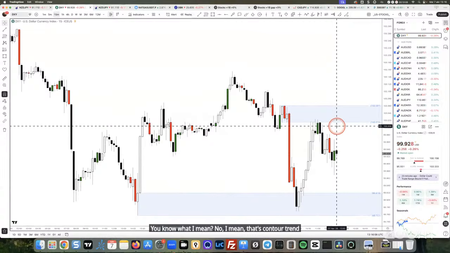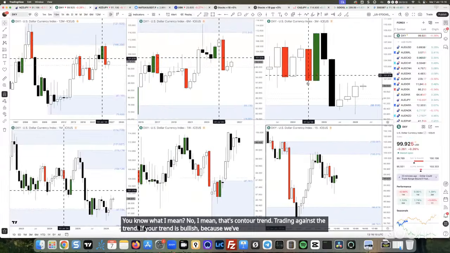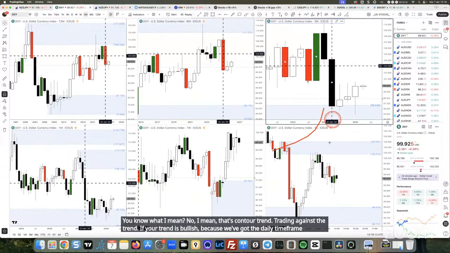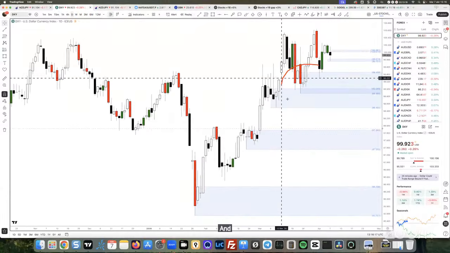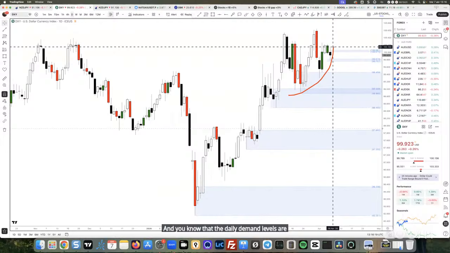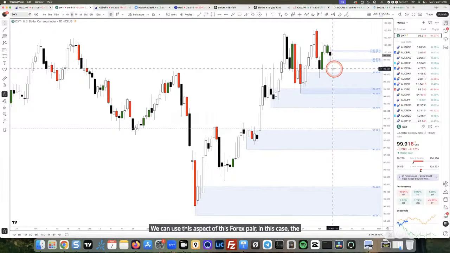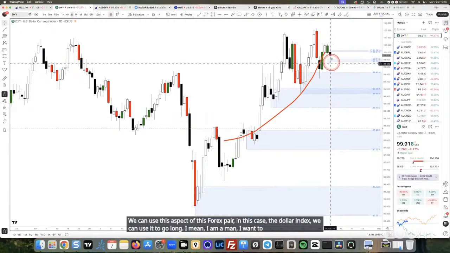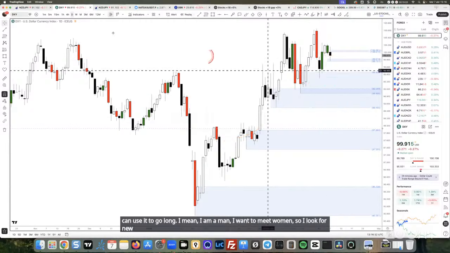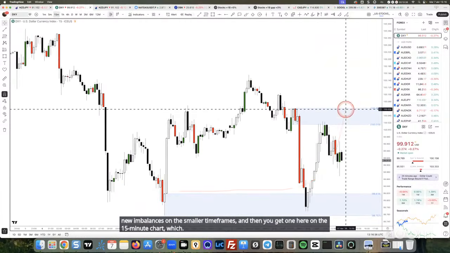Trading against the trend. If your trend is bullish, because on the daily time frame the daily is in an uptrend, and you know that the daily demand levels are in control, we can use this aspect of this forex pair, in this case the dollar index, to go long. I am a man, I want to meet women, so I look for new imbalances on the smaller time frames, and you get one here on the 15-minute chart, which played out really well.